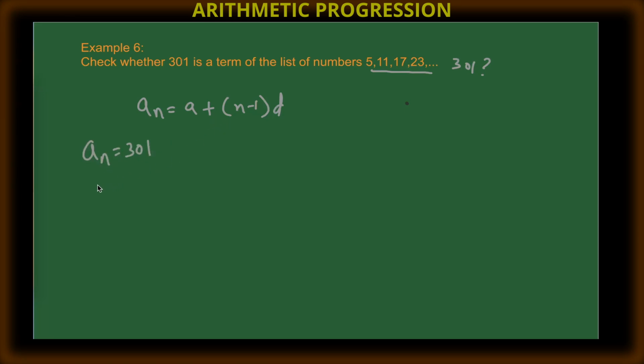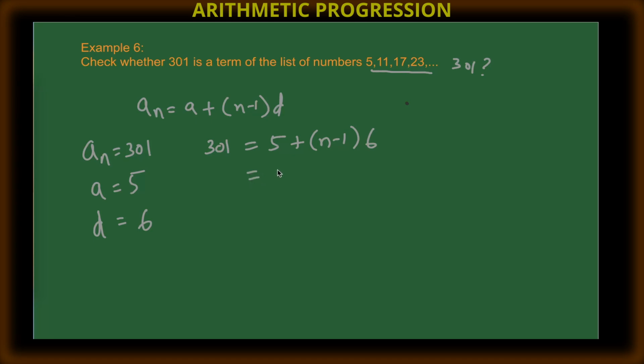Do we know A? Yes, we have the value of A. Do we know D? Yes, we have the value of D. For example, 11 minus 5 is 6. Since it's already mentioned as an arithmetic progression, I'm not going for differentiating other terms. So an is equal to 301, which is equal to a, which is 5, plus n minus 1 into 6.